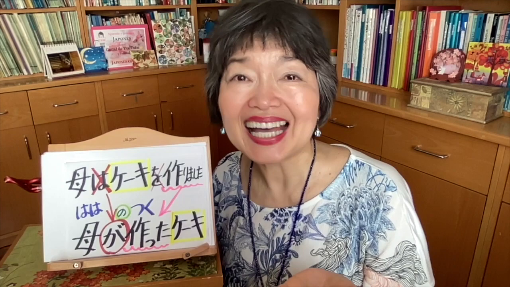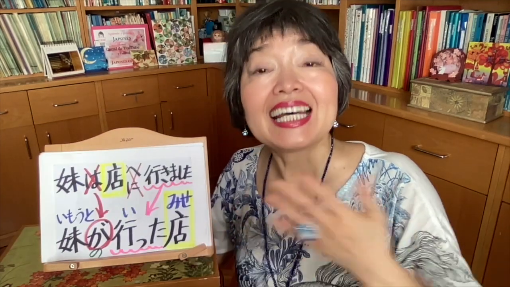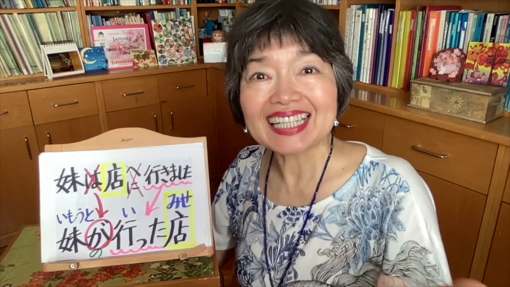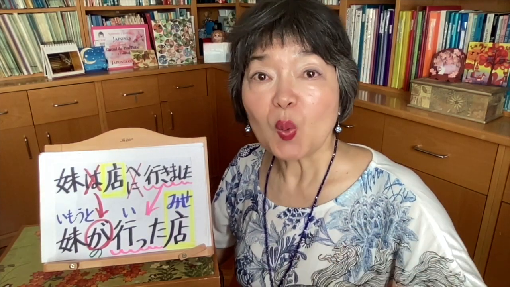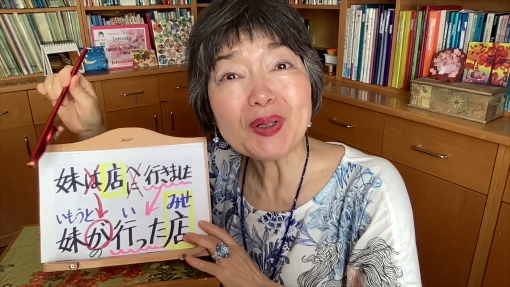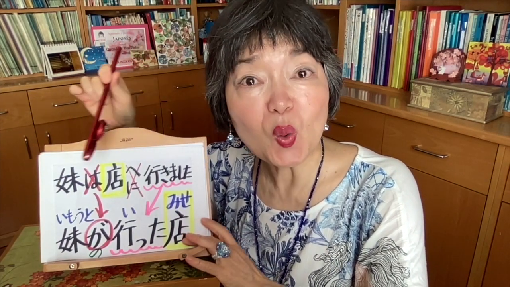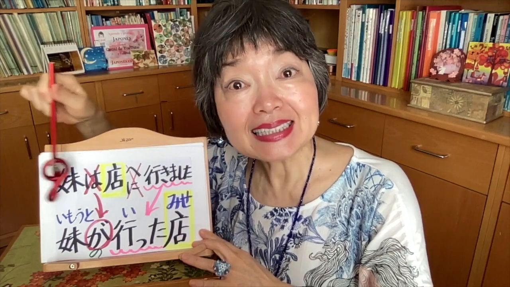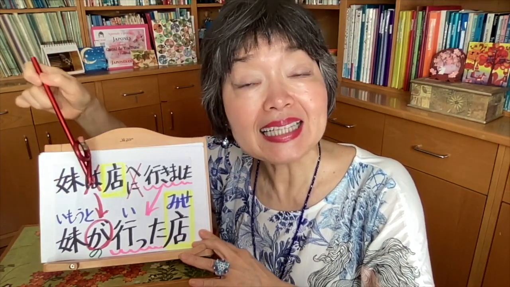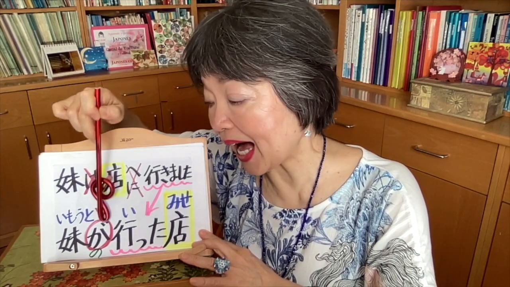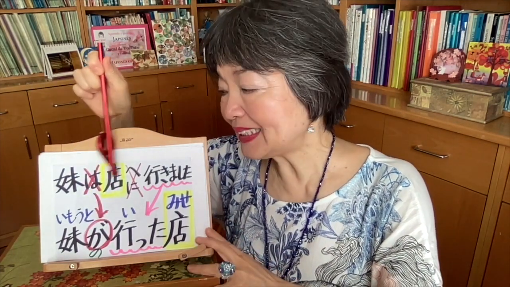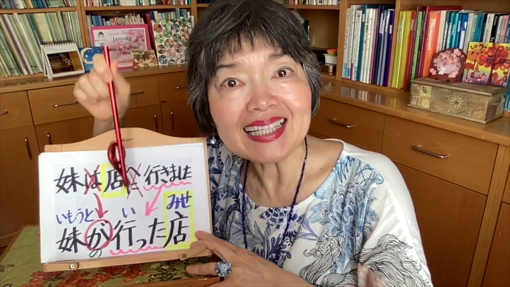母が作ったケーキ。母の作ったケーキ。The next relative subordinate clause is like this. The store where my sister went to. 妹は店へ行きました。or 妹は店に行きました。It means my little sister went to the store. 妹は, this is subject and the noun は, and this は we must change to が or の。店へ or 店に, to the store. Here, this particle へ and に we are not going to use it here.